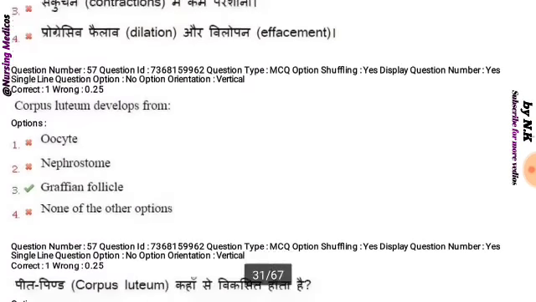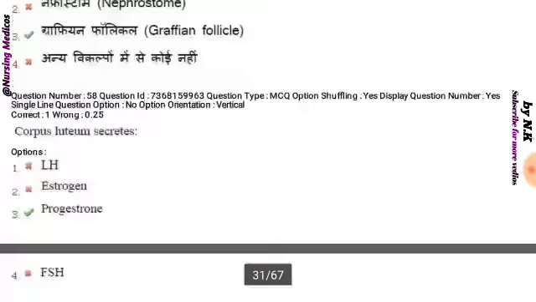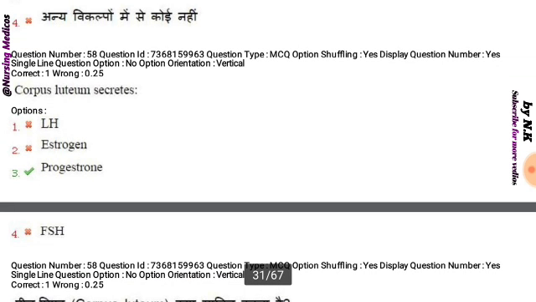Corpus luteum develops from: A. oocyte, B. nephrostomes, C. Graafian follicles, D. none of these options. The answer is 3, developed from Graafian follicles. Next one. Corpus luteum secretes which hormone? LH, estrogen, progesterone, or FSH. The answer is 3, it secretes progesterone hormone.